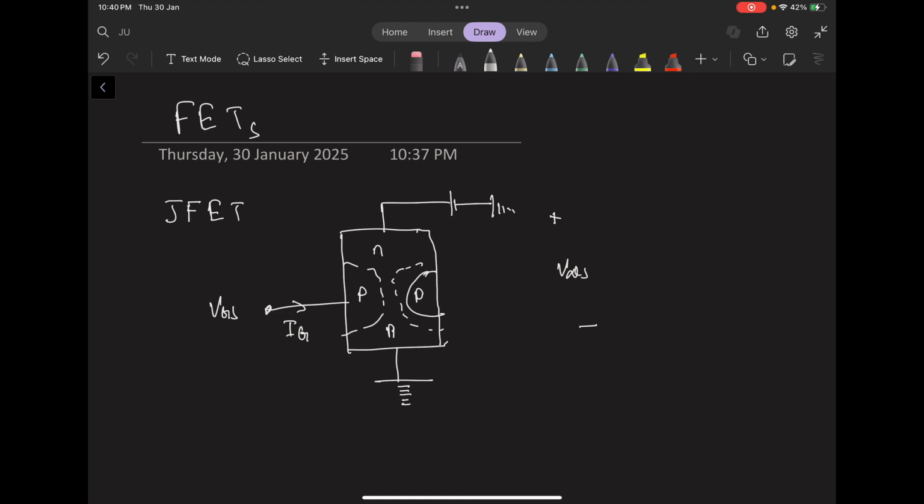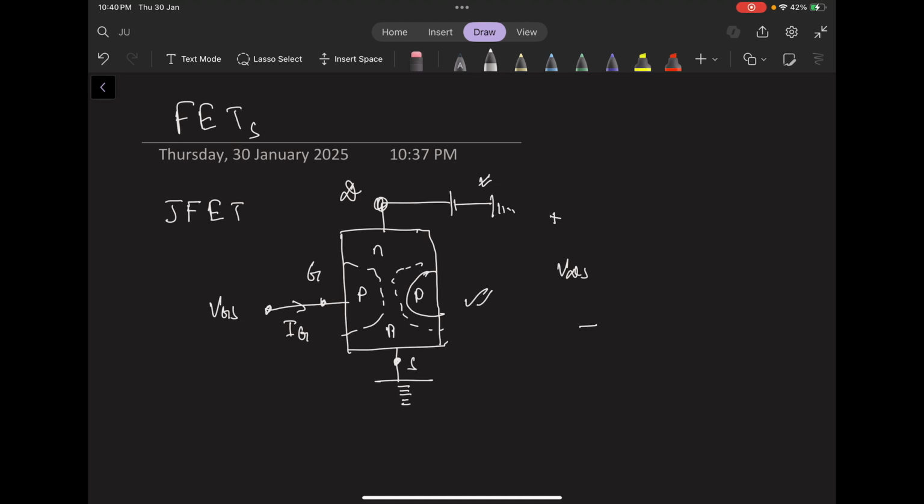So now we come to the next type of transistor, that is FETs or field effect transistors, where the first thing we learn is JFET. Now this is the structure of a JFET where we apply a drain to source voltage. So this is our drain, this is our gate, and this is our source. And that is how we make the transistor work. We will come to what gate, drain and source are very soon.